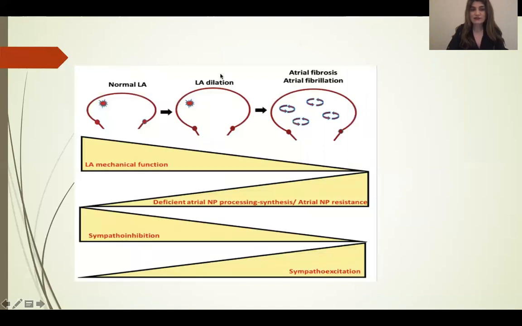When the left atrium dilates, mechanical function gets impaired and causes atrial fibrosis and deficiency of atrial natriuretic peptide synthesis and release. Sympathoexcitation and increase of the renin-angiotensin-aldosterone system also cause fibrosis in the left atrium.